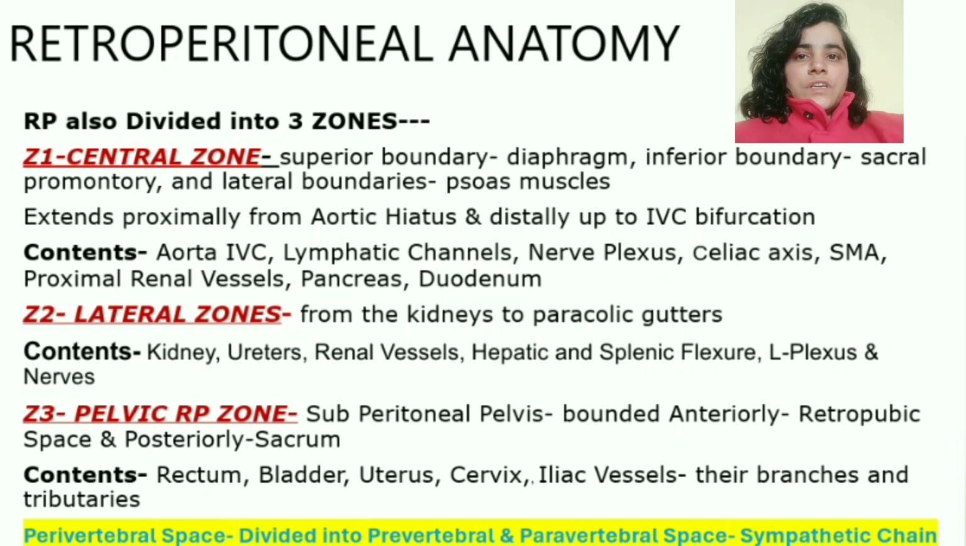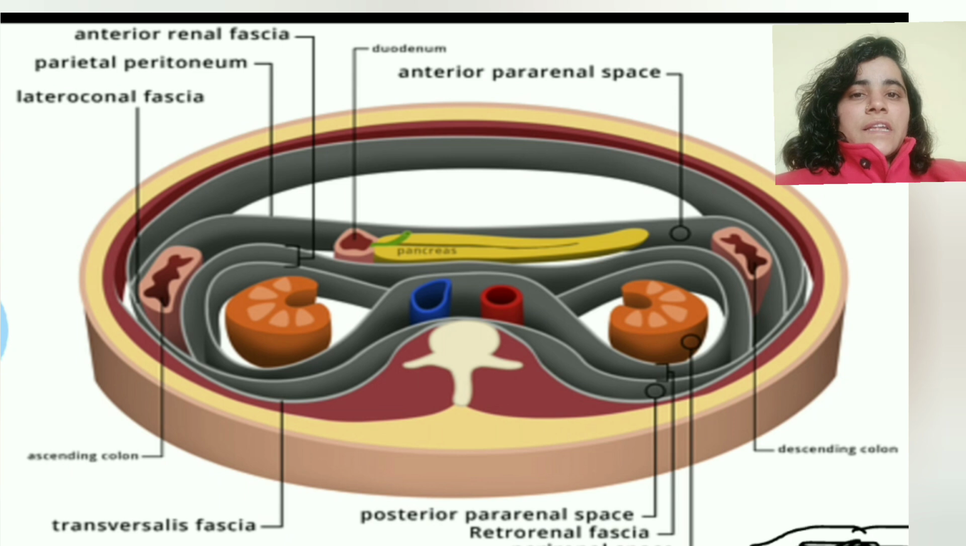Also we should know in the retroperitoneum is the perivertebral space that contains the sympathetic chain, and this space is further divided into the prevertebral and the paravertebral space. This diagram is thoroughly showing all the spaces that we have discussed and their boundaries along with the structures contained in the spaces.